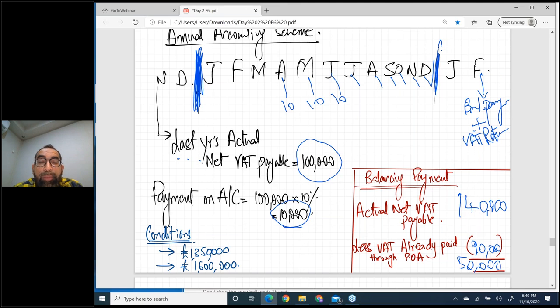And the very dangerous number is 1.6 million. Let us say by any means you entered this scheme, but if your first 12 months actual sales cross 16 lakh, then they will pick you and throw you out of the scheme.